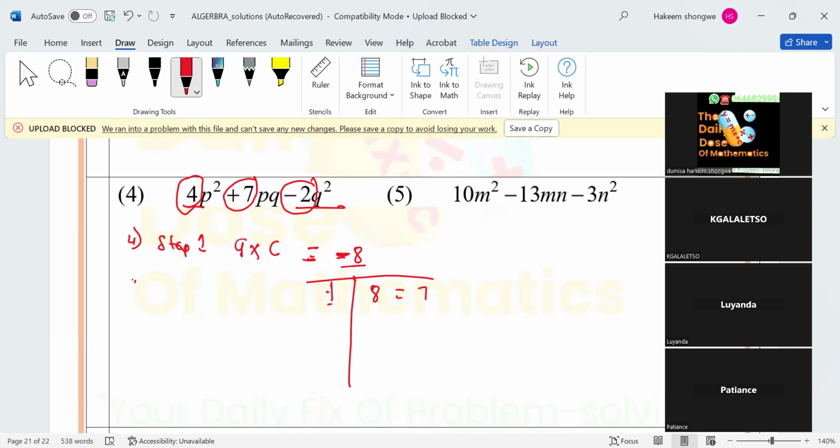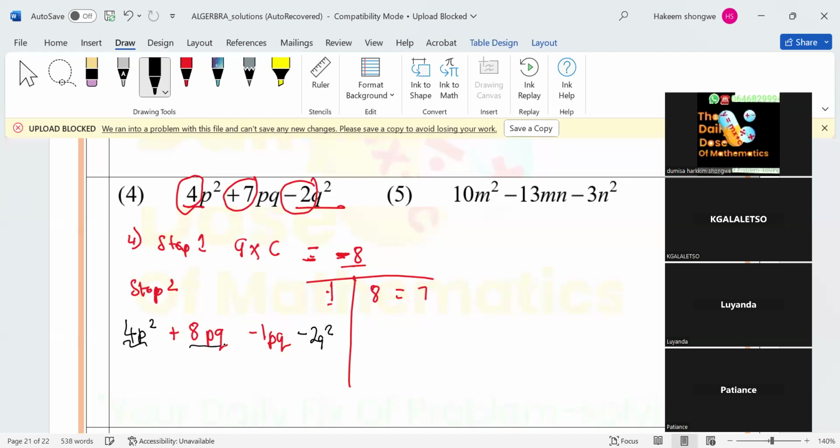Step 2. Step 2 was only 4p squared. Is what, 4p squared, yeah? And then what plus? Plus, and then we got 8PQ. What minus 1PQ? Minus 2q squared. Minus 2q. Sure. Okay, after that.